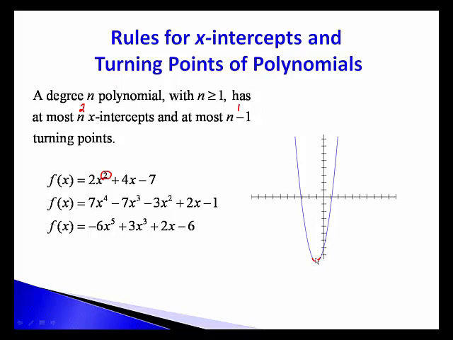Well, let's look and see if you see those. Let me close that back in. There are 2 x-intercepts. There's one of them. There's the other one. And at most 1 turning point. Right there it is. Now, without ever graphing that, you could have told me that much information.